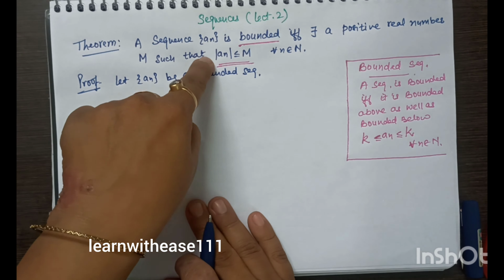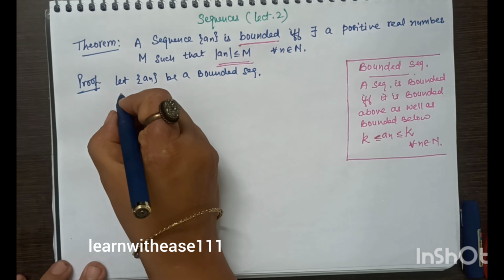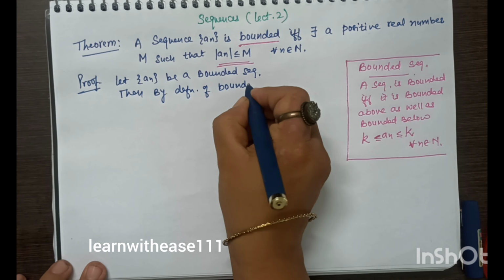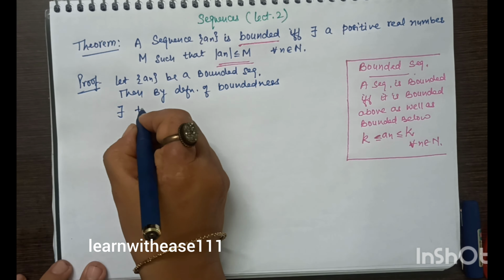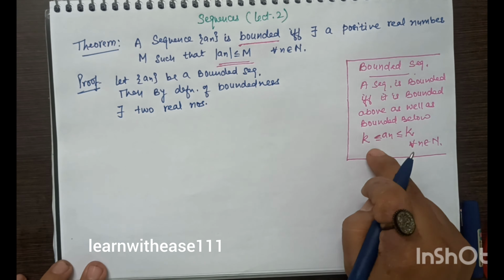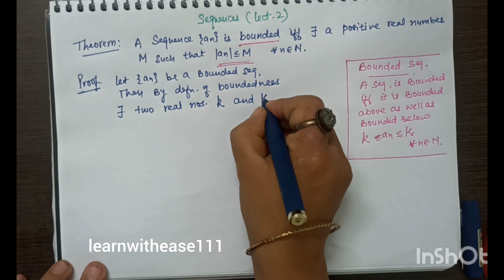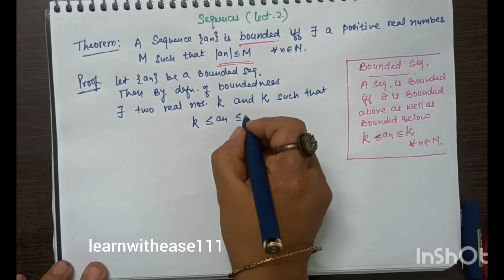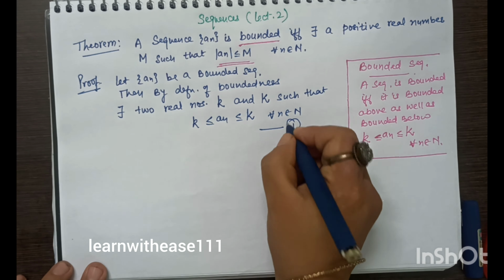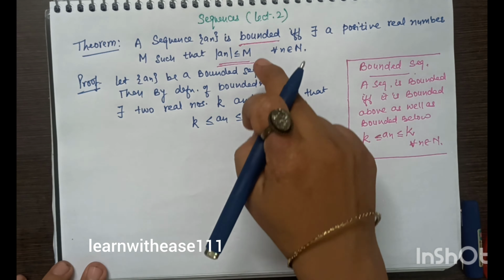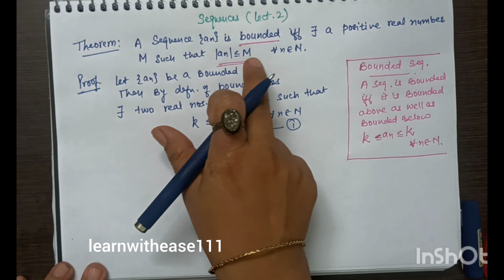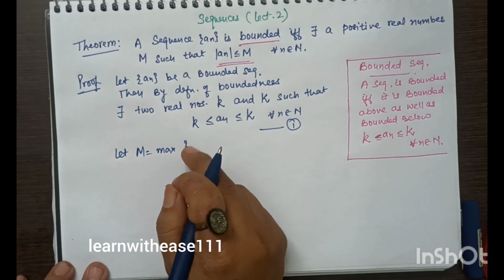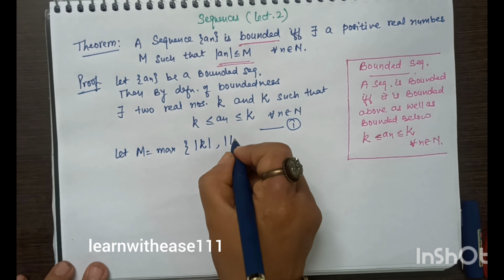So here we are assuming the sequence a_n to be a bounded sequence. By the definition of boundedness, I can write this: there exist two real numbers, small k and capital K, such that every term of the sequence is bounded between these two. So this is equation 1. We need to prove this result, so there should be existence of such an M so that |a_n| ≤ M.